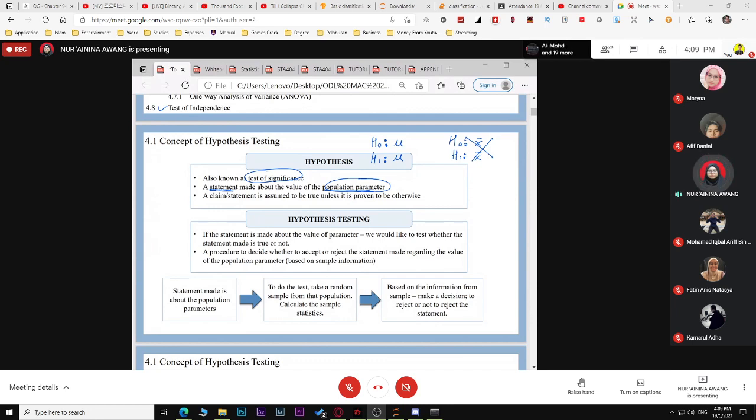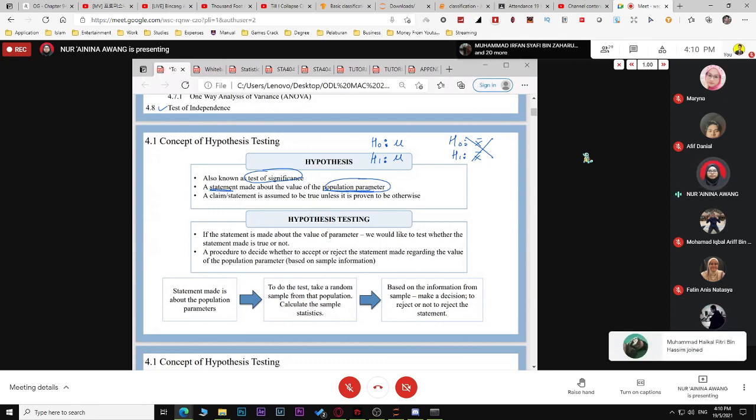And then a claim or statement is assumed to be true unless it is proven to be otherwise. So we say our claim or our statement is true unless, when we test it, we find it is false. So that is hypothesis: the statement that you made to know whether the statement is true or not. So hypothesis testing is a procedure or method to test our hypothesis. This hypothesis that we have made, we want to test whether it is correct or not, so we will use hypothesis testing.